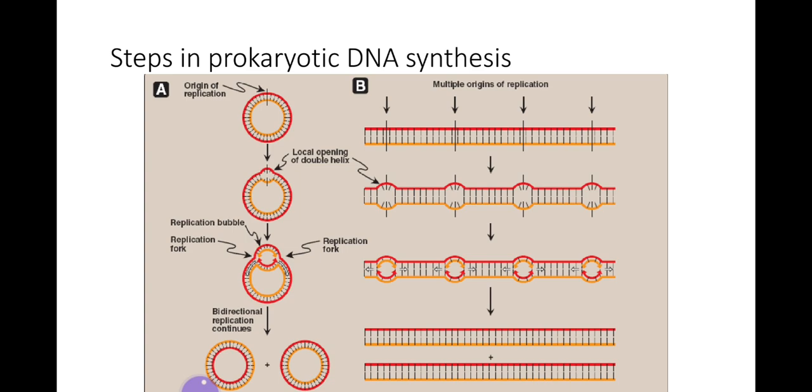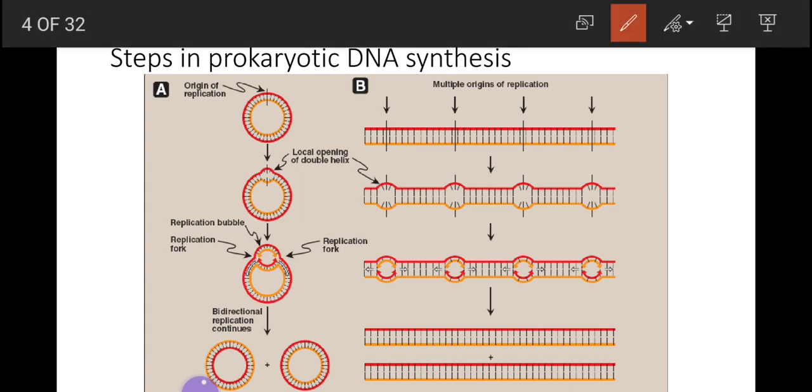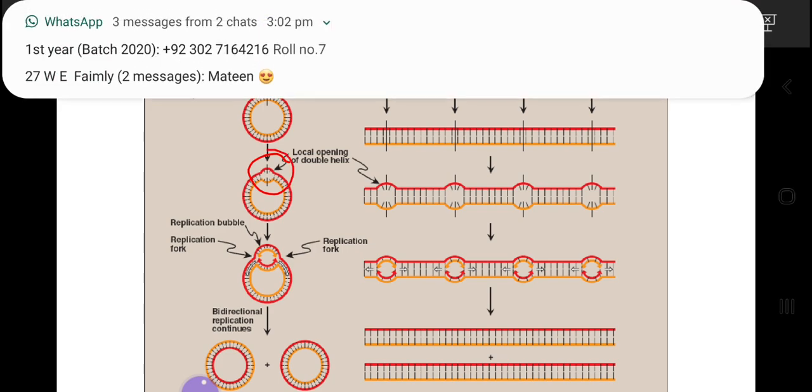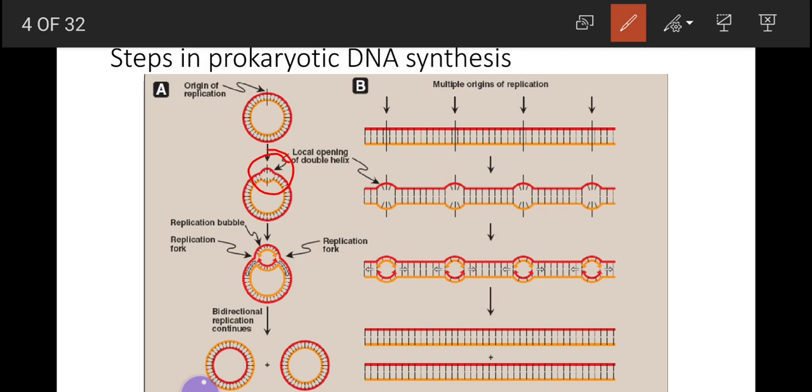In this diagram you are seeing the DNA, in which there is a single origin of replication in the prokaryotes, and the replication bubble is formed. After the formation of the replication bubble, the replication starts and moves on, and two molecules of the DNA are formed.